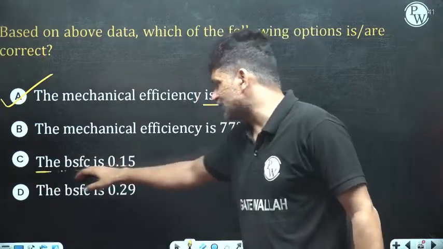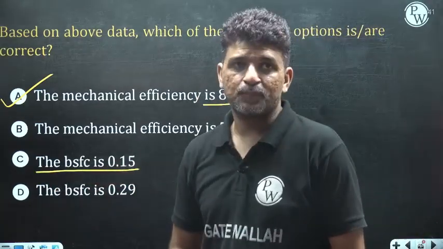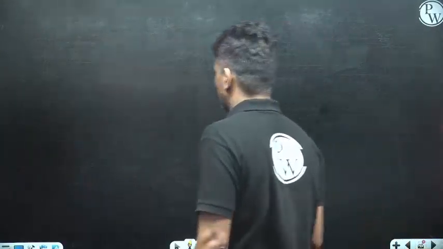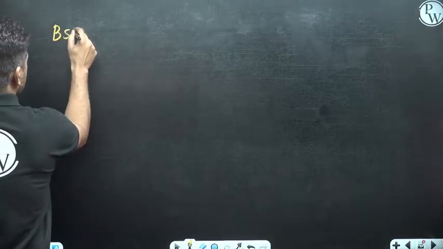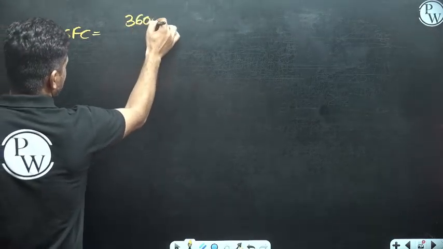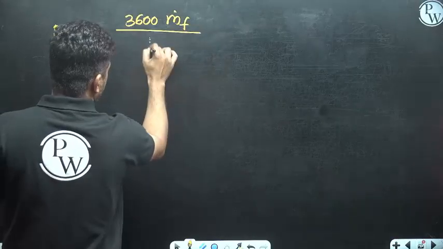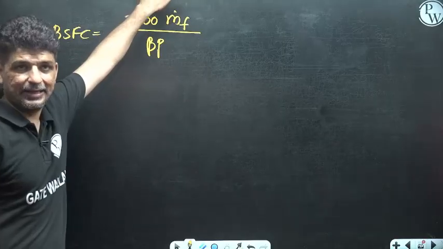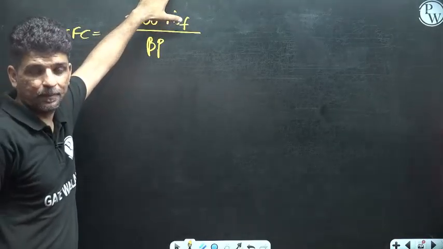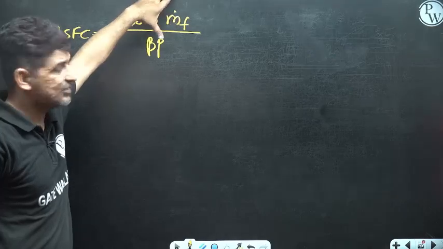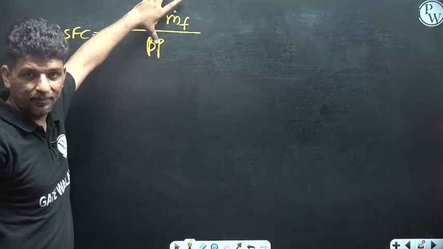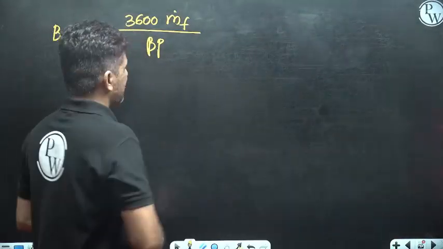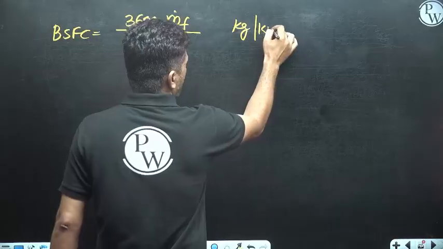Second, he is saying the brake specific fuel consumption is 0.15. So how do we calculate brake specific fuel consumption? Brake specific fuel consumption is, we have already written, 3600 multiplied by m dot f divided by your brake power, where m dot f is in kg per second and brake power is in kilowatt. Based on that we will calculate kg per kilowatt hour.